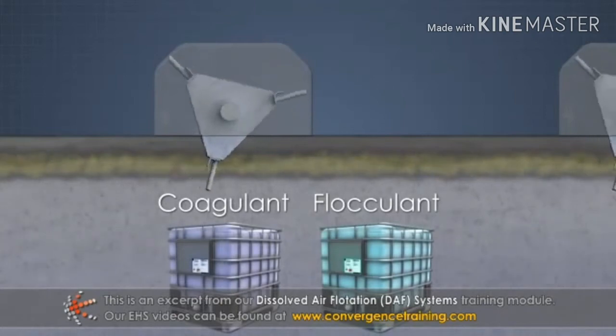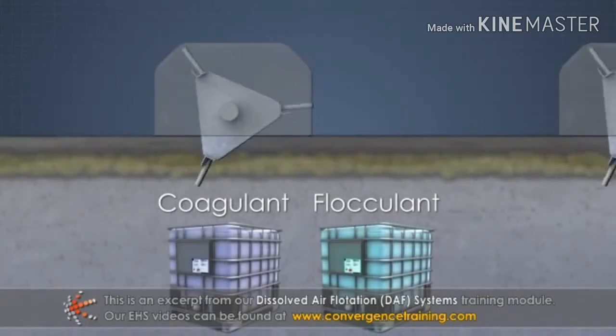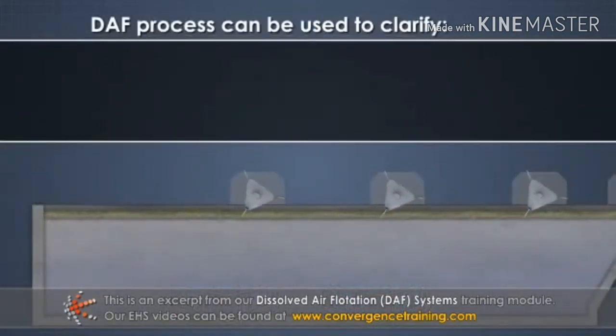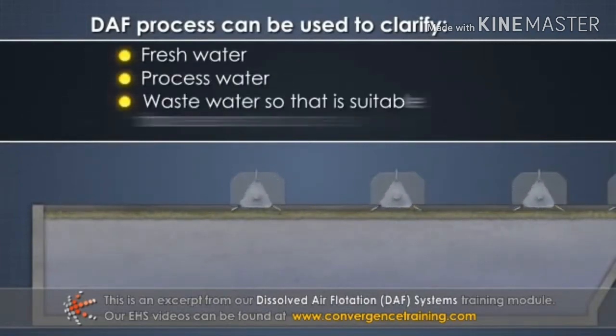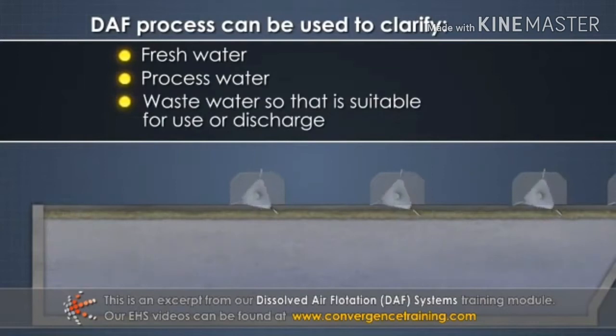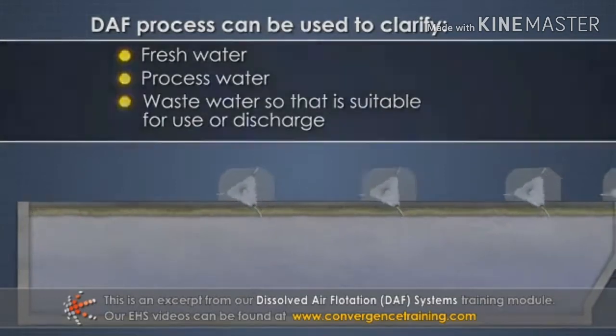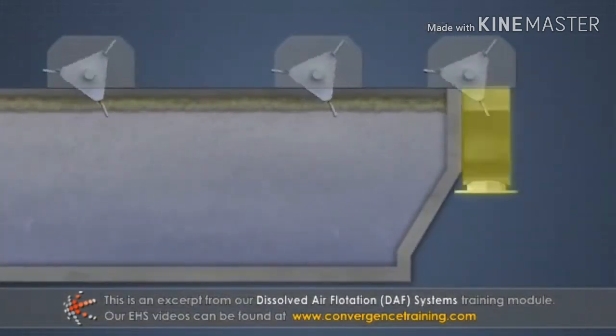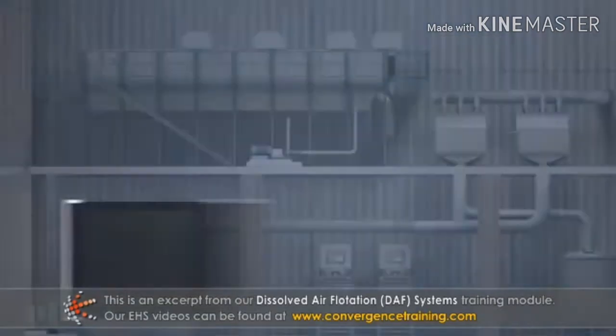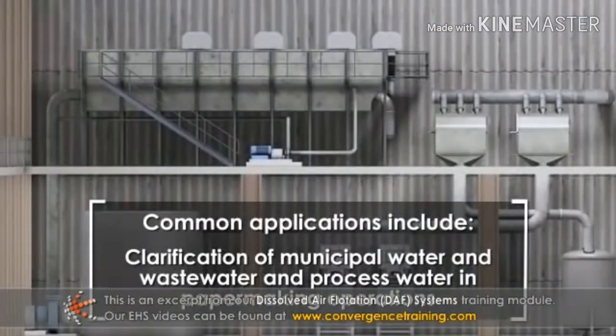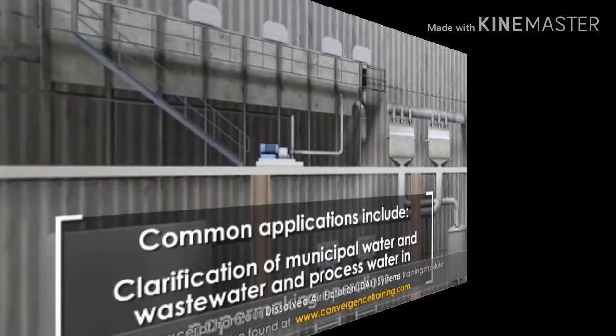Chemicals can be added to the feed water to improve solids removal. The DAF process can be used to clarify fresh water, processed water, and wastewater so that it is suitable for use or discharge. In some cases, the solids are collected for reuse. Common applications include clarification of municipal water and wastewater and processed water in paper-making operations.